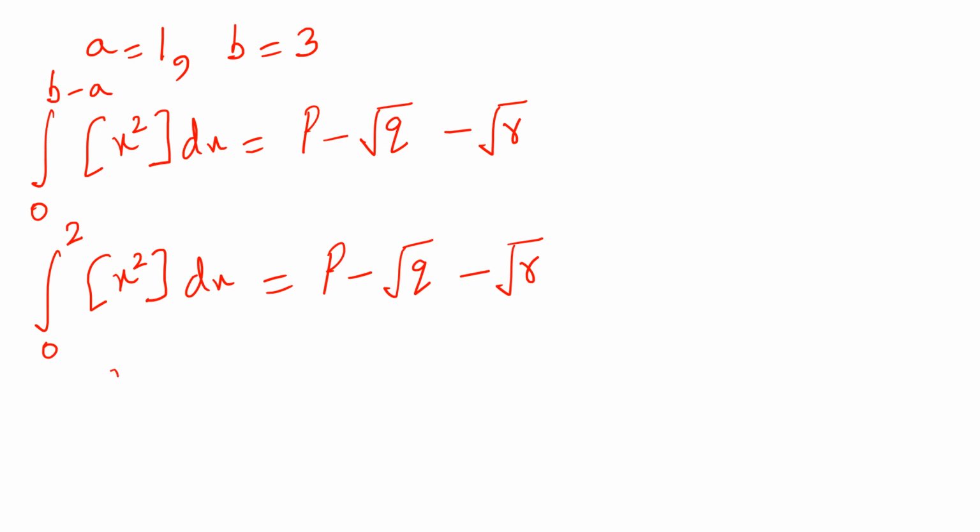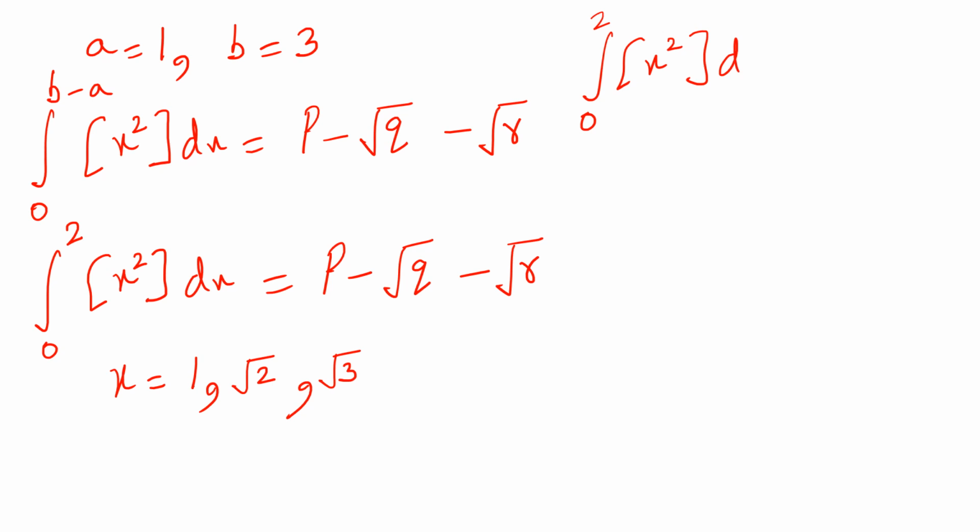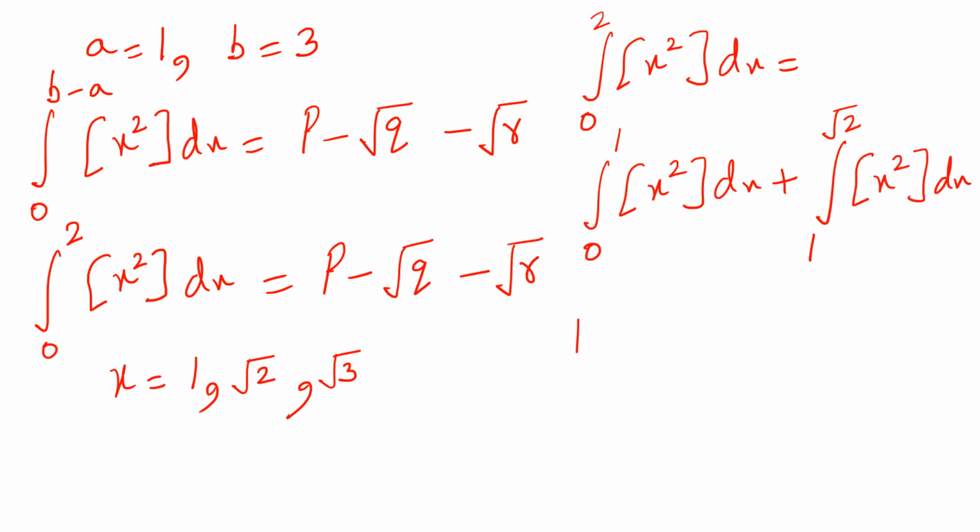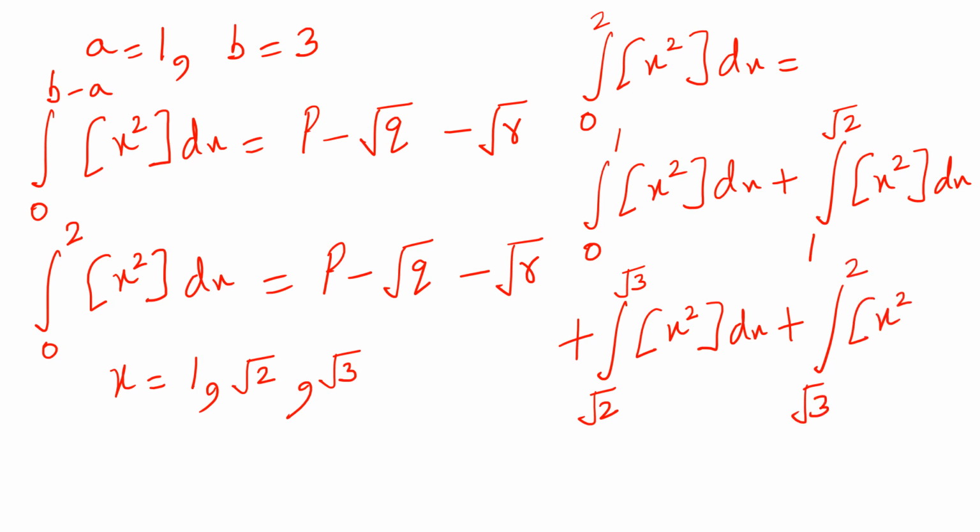So I can say that at x equal to 1, root 2 and root 3, the function GIF of x square will become discontinuous. So accordingly, we will have to break this integral at these values of x, right? Now students, I can write integral 0 to 2 GIF of x square dx equal to integral 0 to 1 GIF of x square dx plus integral 1 to root 2 GIF of x square dx plus integral root 2 to root 3 GIF of x square dx plus integral root 3 to 2 GIF of x square dx.